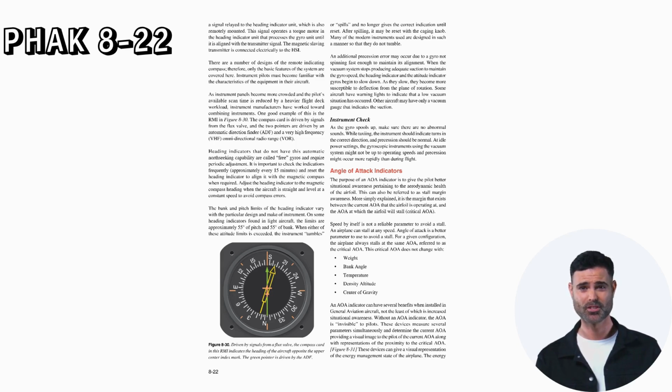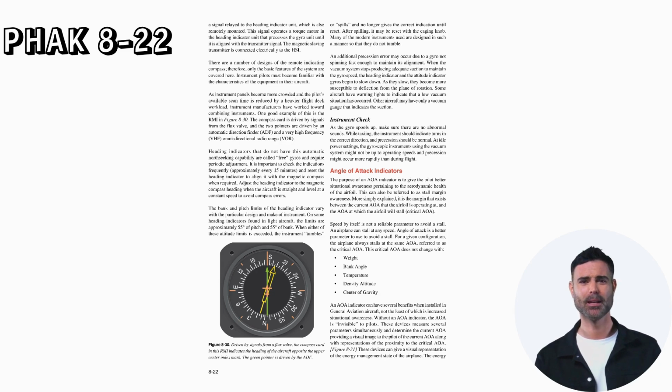An additional precession error may occur due to a gyro not spinning fast enough to maintain its alignment. When the vacuum system stops producing adequate suction to maintain the gyro speed, the heading indicator and the attitude indicator gyros begin to slow down. As they slow, they become more susceptible to deflection from the plane of rotation. Some aircraft have warning lights to indicate that a low vacuum situation has occurred. Other aircraft may have only a vacuum gauge that indicates the suction.